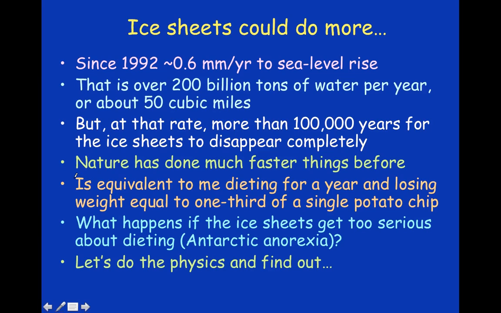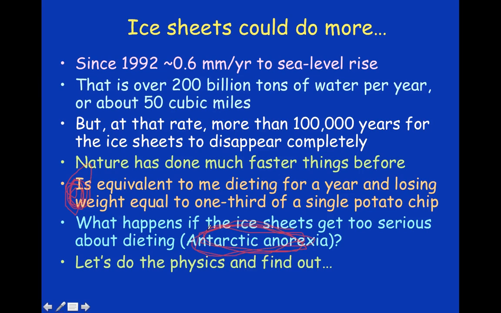I have a note down here that you might possibly see the equivalent of 0.6 millimeters per year out of 60 meters of ice. The equivalent to that for me as a human being is if I went on a diet and I lost one third of the weight of a single potato chip or crisp in a year. Now, it's very clear that I could lose weight faster than that. It is very clear that ice sheets have lost weight faster than that in the past, and we are driving temperatures up rapidly. And so the really interesting question is, will the ice sheets go on a serious diet? And so that's what we're going to talk about today.